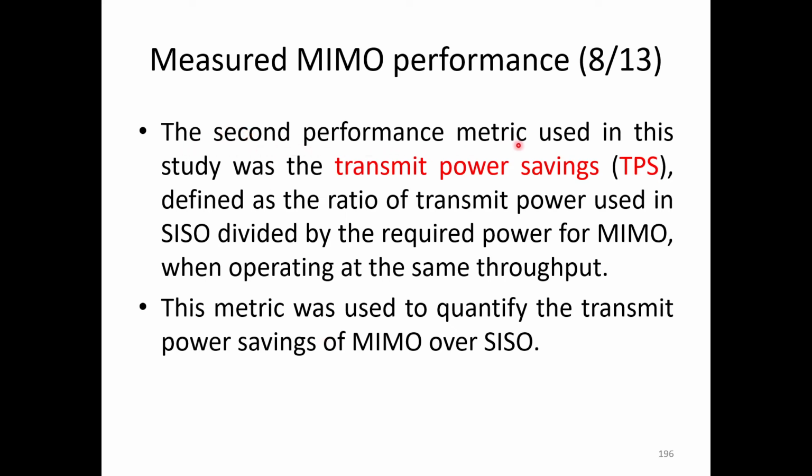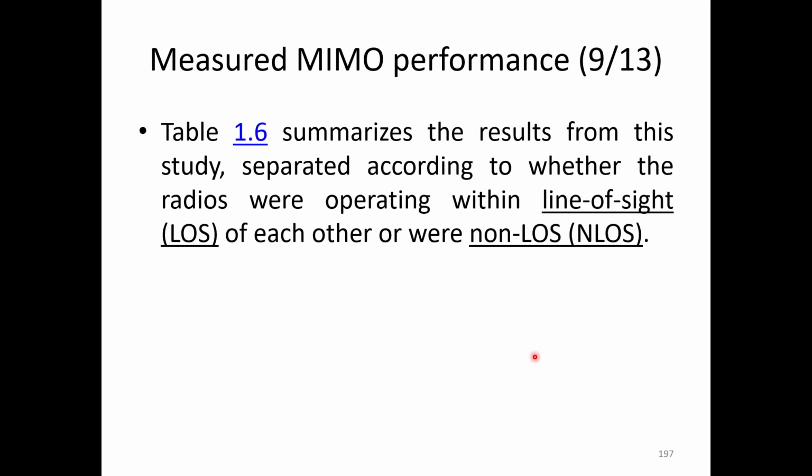The second performance metric used in this study was the transmit power savings, TPS, defined as the ratio of transmit power used in SISO divided by the required power for MIMO, when operating at the same throughput. This metric was used to quantify the transmit power savings of MIMO over SISO. Table 1.6 summarizes the results from this study, separated according to whether the radios were operating within line of sight LOS of each other or were non-LOS, NLOS.